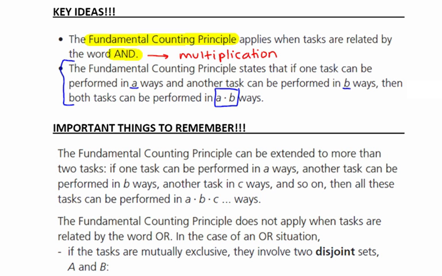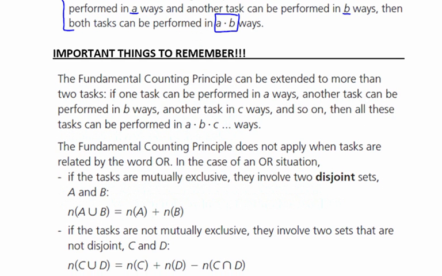So important things to remember about the fundamental counting principle. It can be extended to more than 2 tasks. So we could have 3 or 4. So if there's another task, so there are A ways for the first, B ways for the second, C ways for the third, it would be A times B times C. So we can extend it to more than just 2 things.